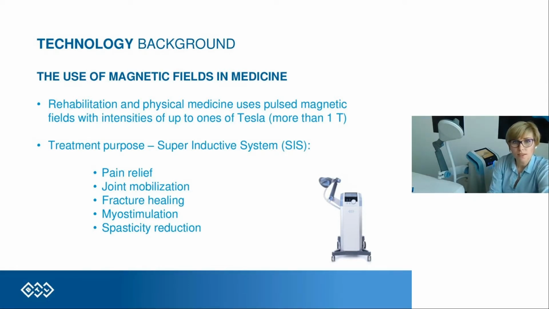Regarding physical therapy and rehabilitation, when we use the magnetic field with intensities up to 1 Tesla, we create depolarization of the nerve and muscle contraction. So our treatment purpose of the superinductive system will definitely be myostimulation. It will definitely be joint mobilization.